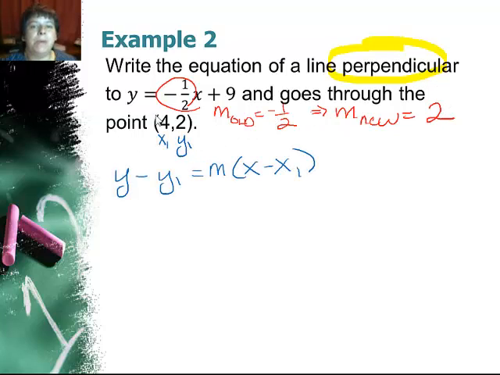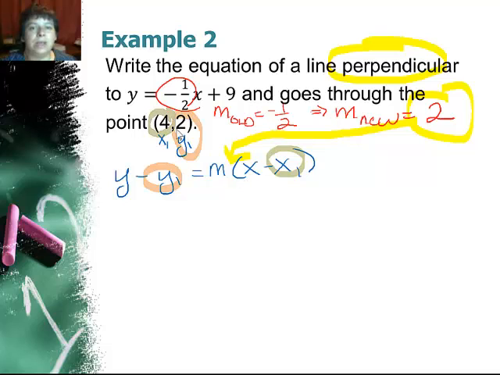Now I'm going to label my point that it's going through, x1 and y1. And we're using the point slope form of the equation. So you can see, well, there's my 2. That's going to go into the slope. Then I need to figure out what y1 is, because that's part of my equation. And I also need to know what x1 is. In this case, y1 is 2, x1 is 4. It might feel weird because the y is kind of coming before the x. It is in this equation.